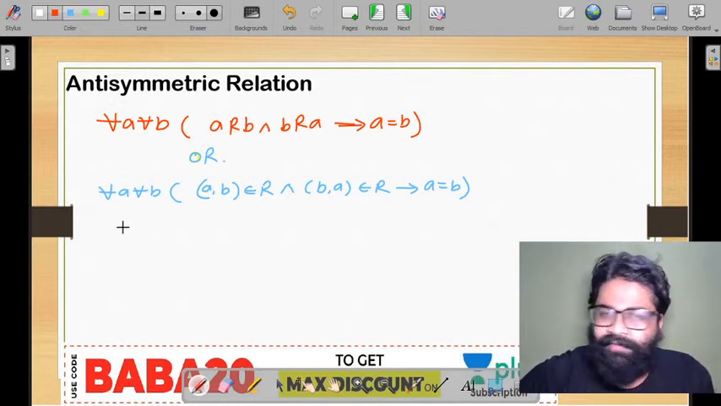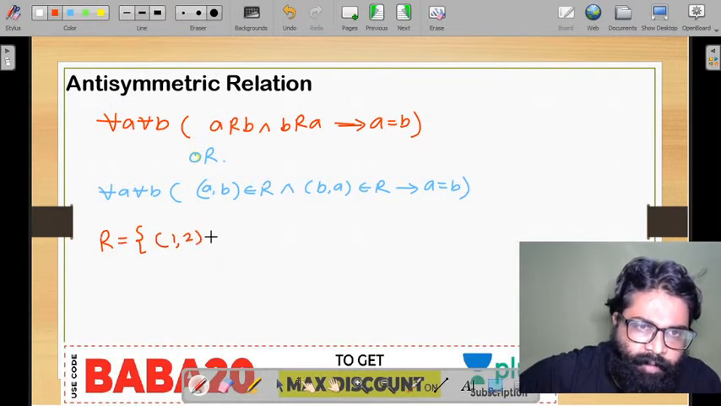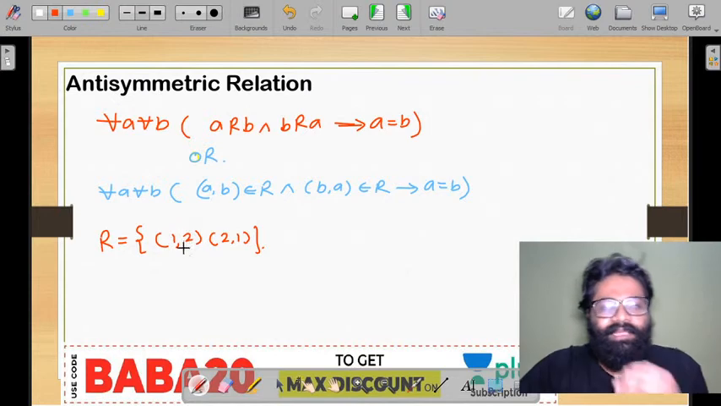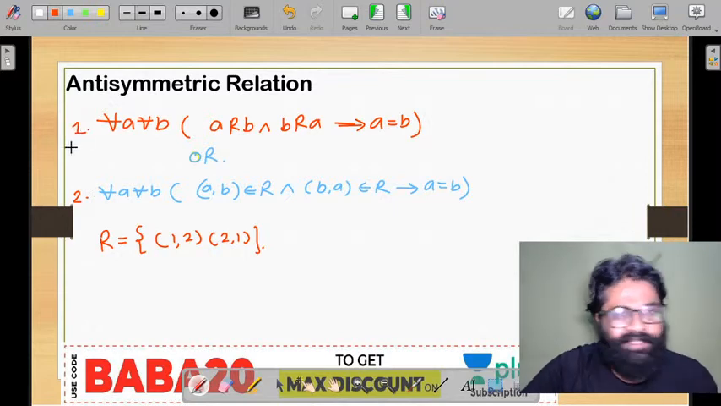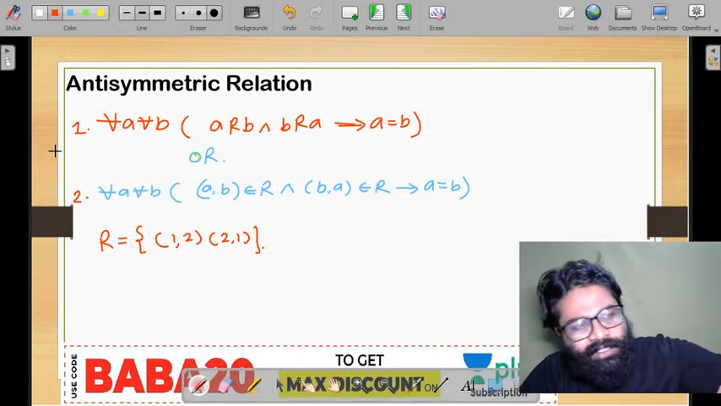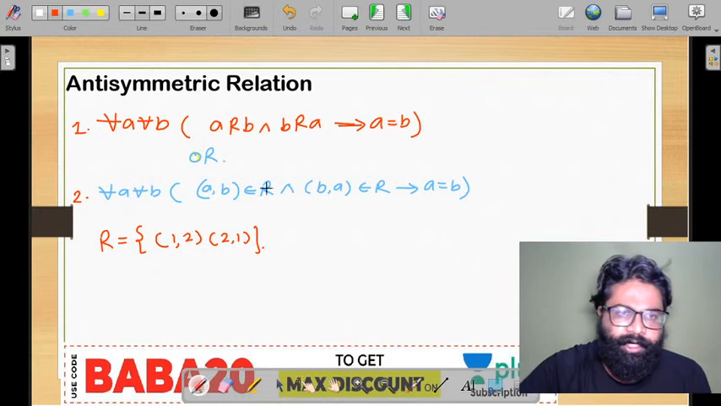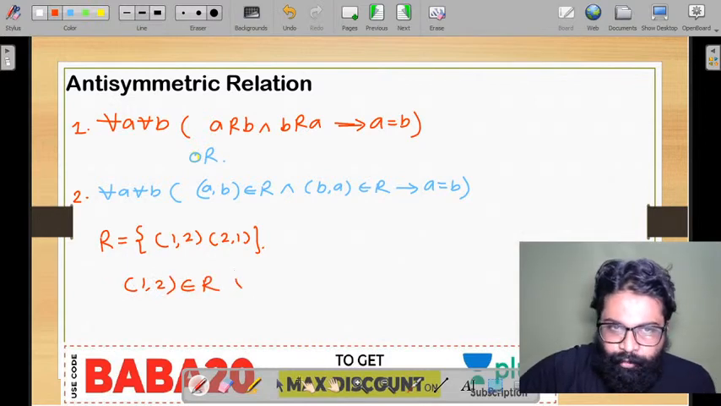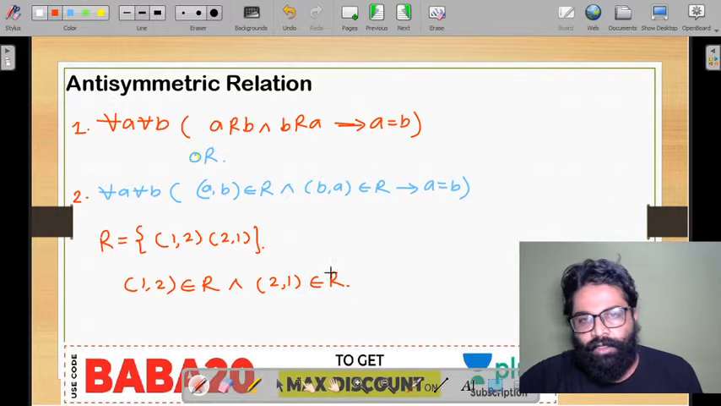Let's consider, suppose I have a relation such that I write (1, 2) and (2, 1). Can I say that it is going to be an anti-symmetric relation? Let's put it into mathematical logic. Either you use the first statement or you use the second statement. Let's put it into the second statement. Take (1, 2) and substitute here. This (1, 2) clearly belongs to R, which is definitely true, and the condition (2, 1) also belongs to R, which is also true.